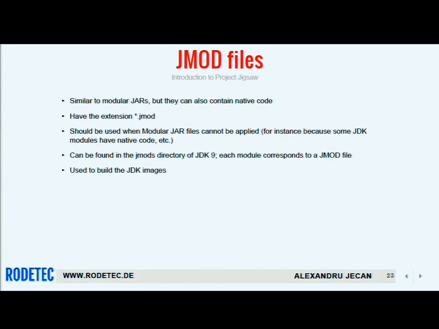Then you have the JMod files. These are not so important. They are similar to modular jars, but they can contain native code. So they have the extension jmod and should be used when modular jar files cannot be applied. For instance, because some JDK modules have native code. They are basically just used to build the JDK images.